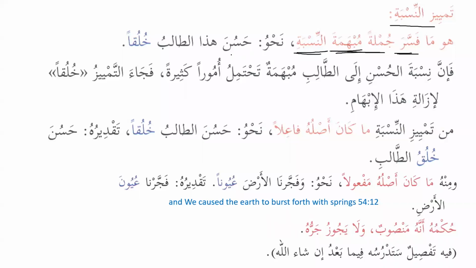Nahwu, for example, we say, Hasuna hadha talibu khuluqan. This student is good with regards to manners. So now here, Hasuna hadha talibu khuluqan, this is a complete sentence. And here, khuluqan is basically clarifying the ambiguity about the student. When we say Hasuna hadha talibu, this student is good. And again, we have seen that he can be good with respect to his voice or face, like sautan or wajhan, and similarly it can be khuluqan. So khuluqan here clarifies the ambiguity of the whole sentence.